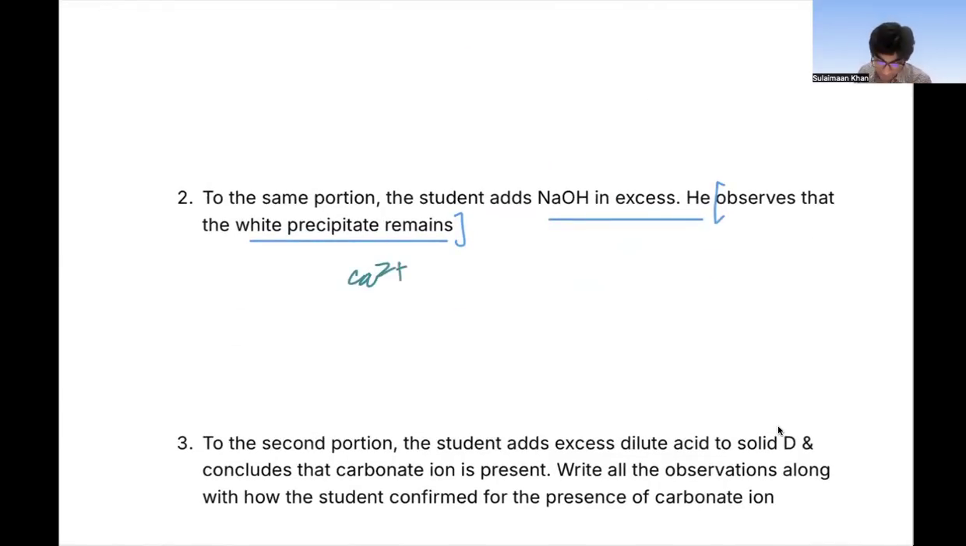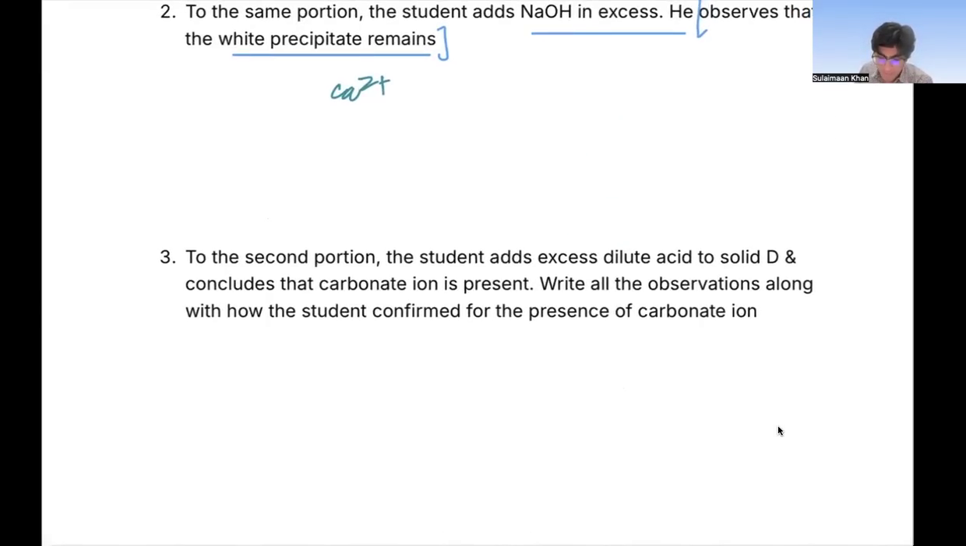Easy? Okay, to the second portion, the student adds dilute acid to solid D and concludes that carbonate ions are present. Now, be careful here. See, he's adding it to solid D. We know that solid D has calcium 2+ ions. And now he's saying that the carbonate ion is present, which means that solid D is calcium carbonate. Done, sir. Solid D is calcium carbonate.